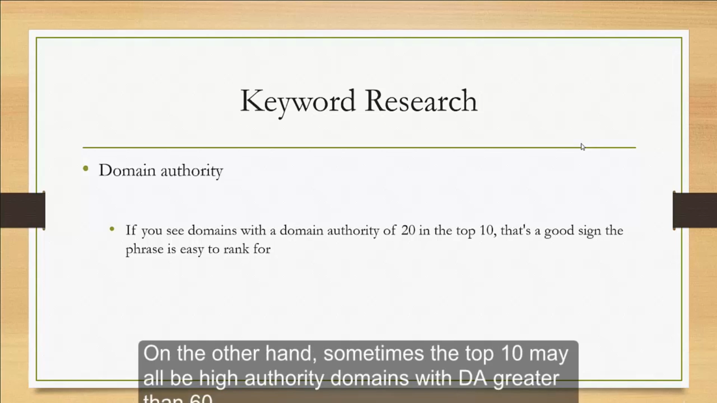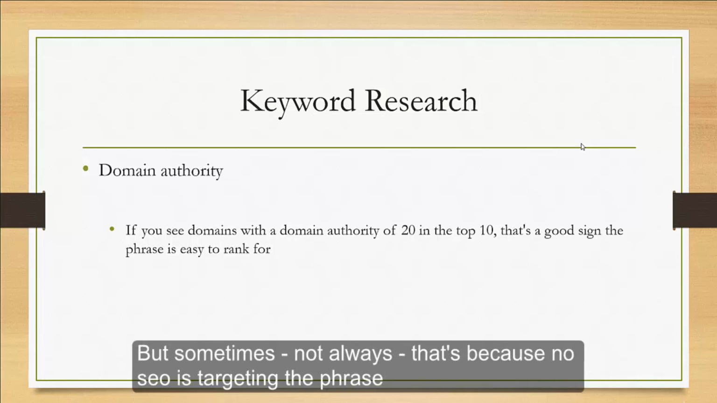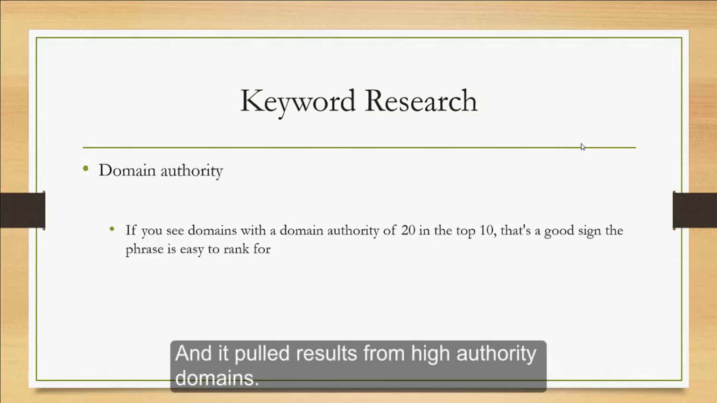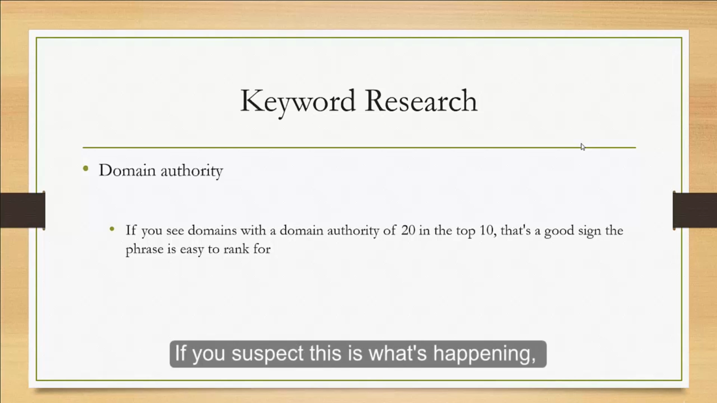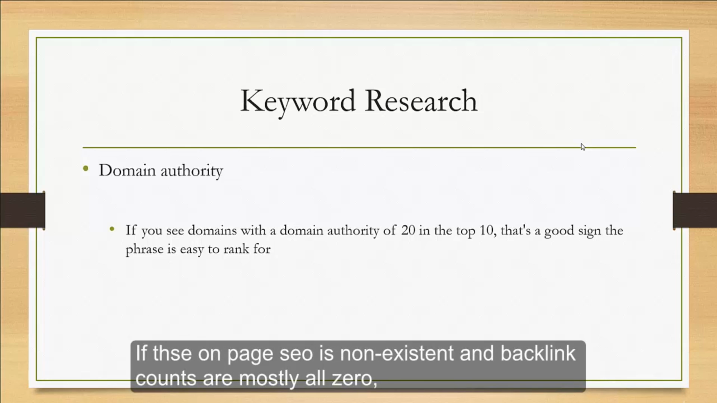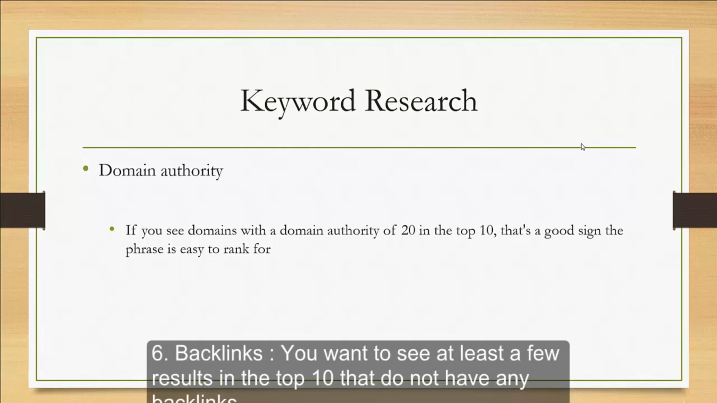On the other hand, sometimes the top 10 may all be high authority domains with domain authority greater than 60, but sometimes, not always, that's because no SEO is targeting the phrase and Google could not find a well-optimized page for the search, and it pulled results from high authority domains. If you suspect this is what is happening, you should check the on-page SEO and the backlinks to the pages. If the on-page SEO is non-existent and backlink counts are mostly all 0, you can conclude the phrase is easy.